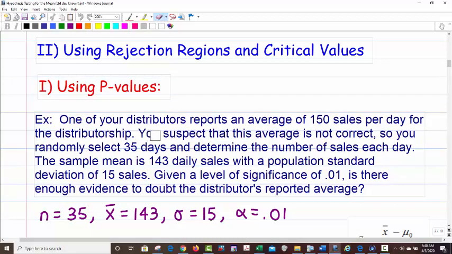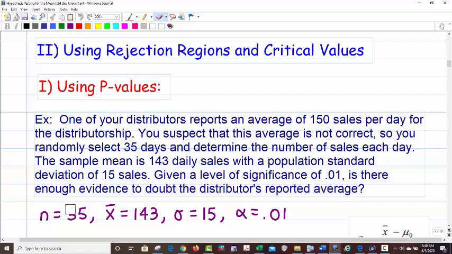All right, one of your distributors reports an average of 150 sales per day for the distributorship. You suspect this average is not correct. So you randomly select 35 days and determine the number of sales each day. The sample mean is 143, with a population standard deviation of 15 sales. Given a level of significance of 0.01, is there enough evidence to doubt the distributor's reported average?